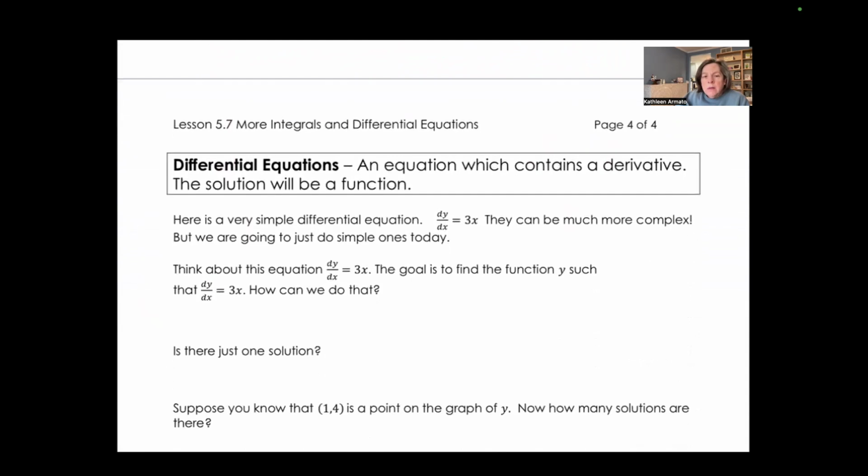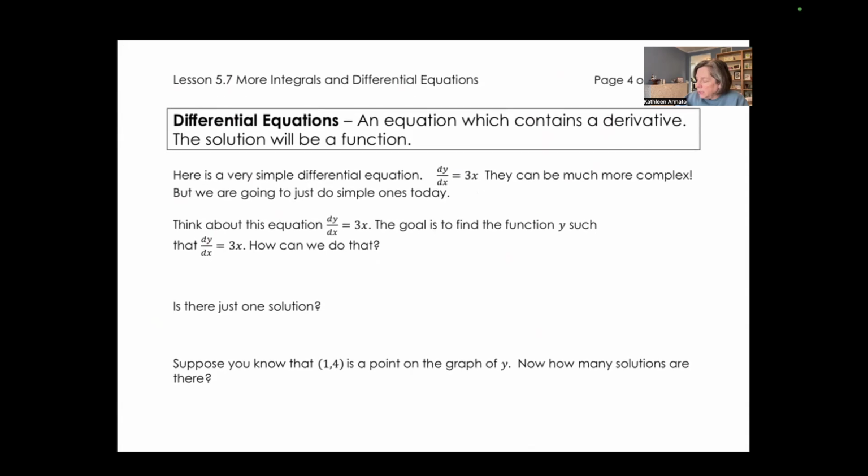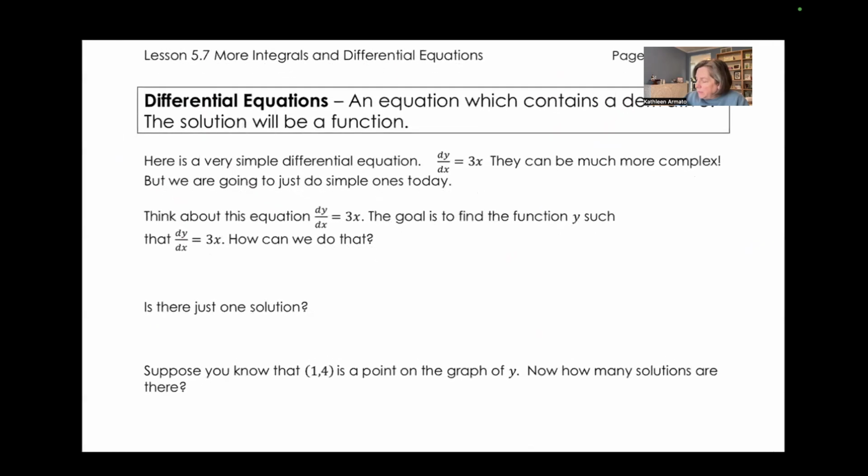So we're going to do really, really simple differential equations right now. We will do differential equations that are just a little bit harder than this. But actually, the topic of differential equations is an entire course in college, so there's a lot to this. This is a very simple differential equation: the derivative of some function y with respect to x is 3x.